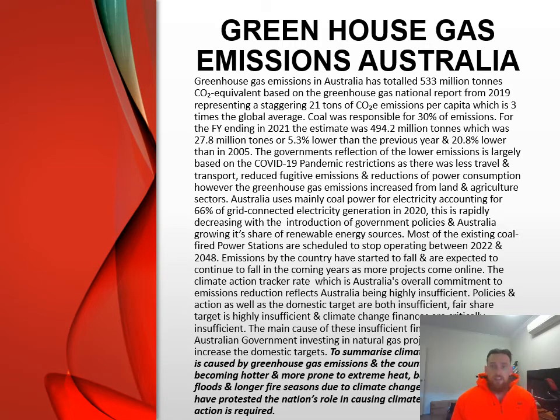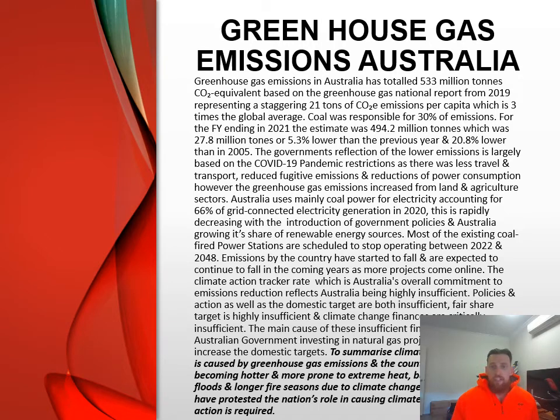The government's reflection of the lower emissions is largely based on the COVID-19 pandemic restrictions, as there was less travel and transport, reduced fugitive emissions, and reductions of power consumption. However, the greenhouse gas emissions increased from land and agriculture sectors.